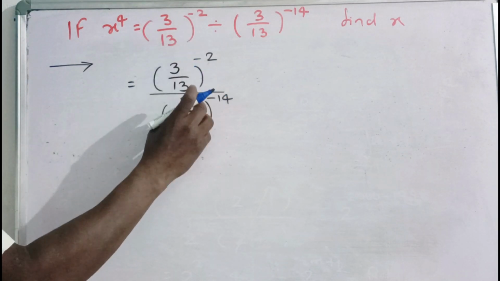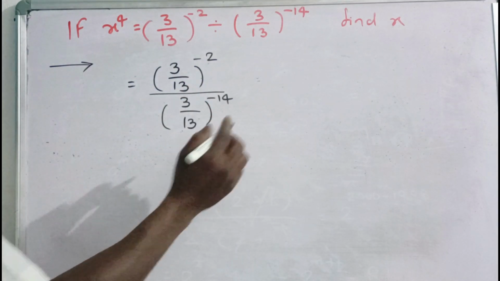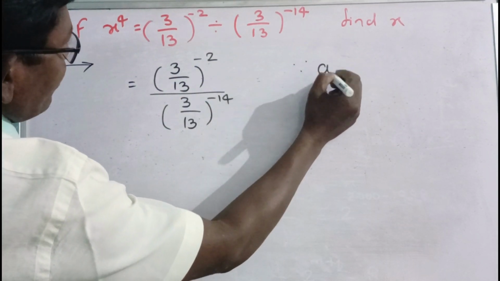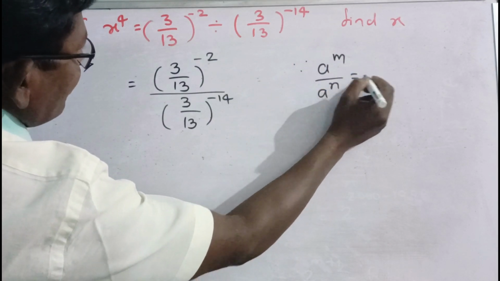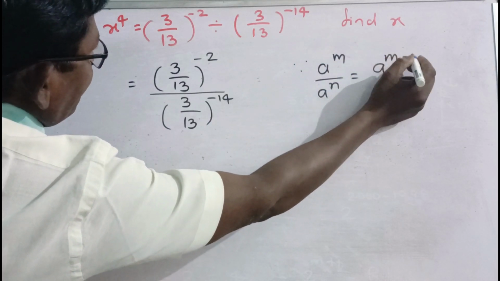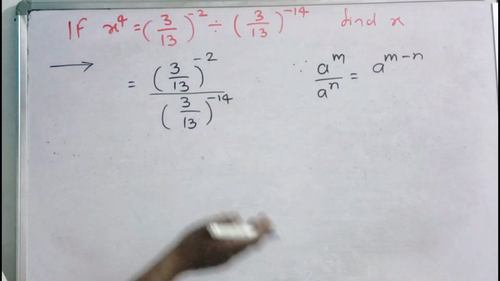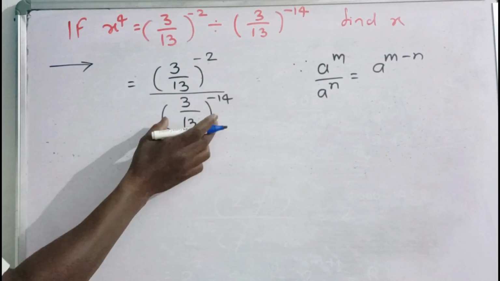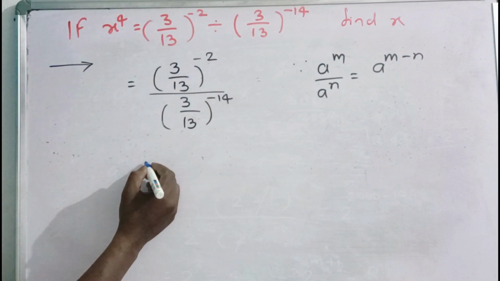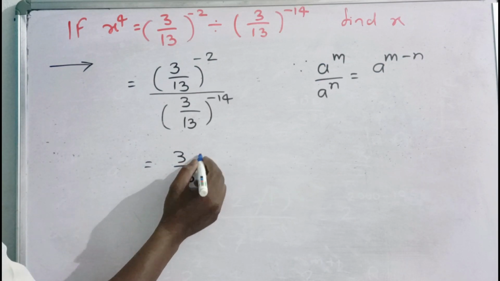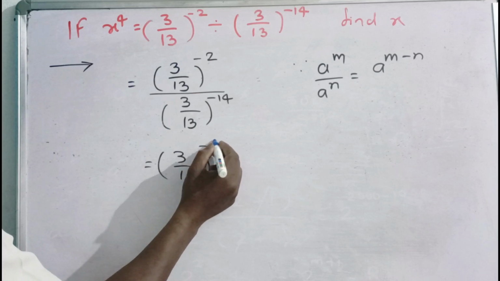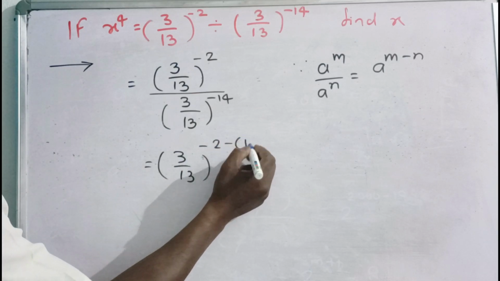This is a, this is a. Use the property here, a raised to the power m divided by a raised to the power n is nothing but a raised to the power m minus n. Denominator goes to the upper side, the numerator 3 by 13 raised to the power minus 2 minus 14.